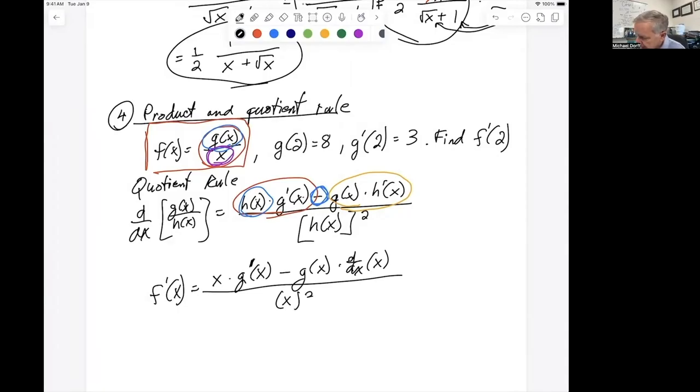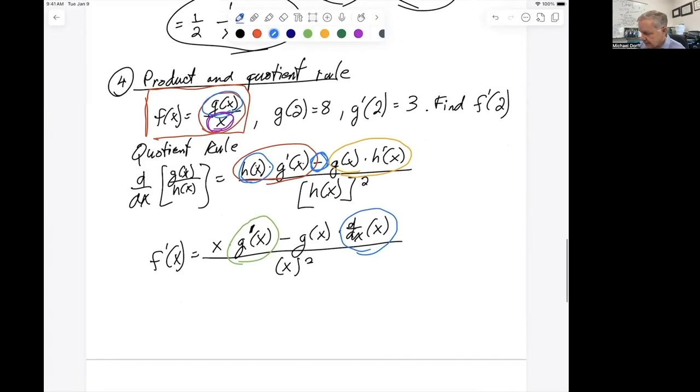Now, don't get confused that here I wrote the derivative of g as g prime of x. That's perfectly fine. And here I wrote the derivative of x as d dx of x. Both of those mean the same thing. All right, so let's simplify it then. I have x g prime of x minus g prime. And then what is the derivative of x? Well, the derivative of x is just 1 by the power rule. So this gets times 1 times 1 all over x squared.